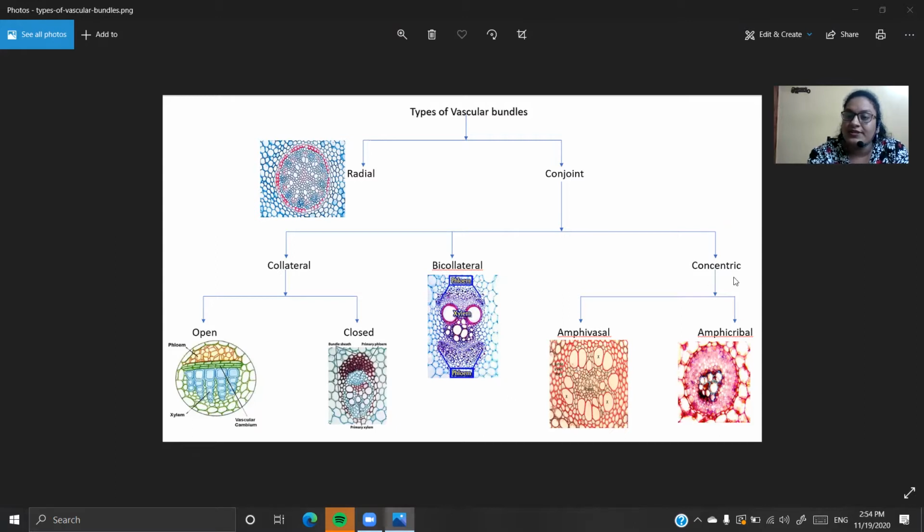And next we have is concentric, where they are actually surrounding each other over here. And in these surrounding ones, phloem is inside and outside is a xylem, we call it as amphivasal. And the xylem inside with the phloem surrounding is going to be called as amphicribral. Okay, so these are the different types of vascular bundles.